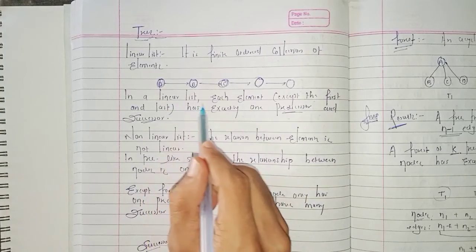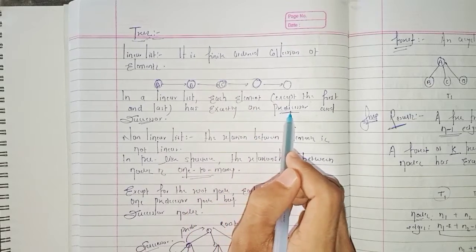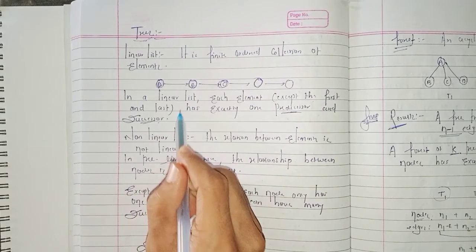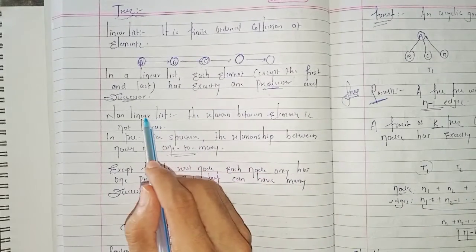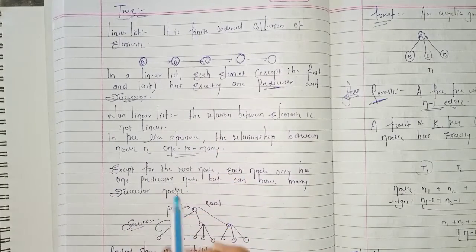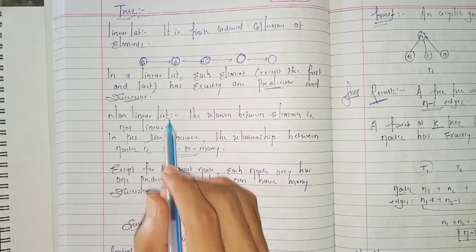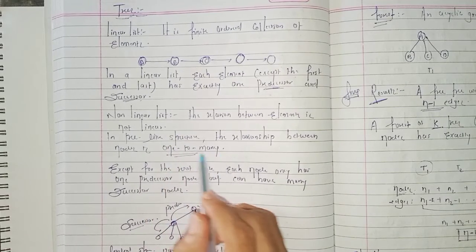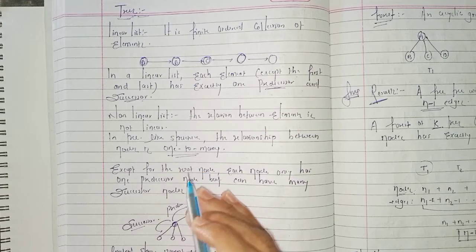So in a linear list, each element except the first and the last has exactly one predecessor and one successor. That point I have already covered. Now come to the non-linear list, which is a part of trees. In a non-linear list, the relation is not linear. It means like a tree-like structure, the relationship is one to many.